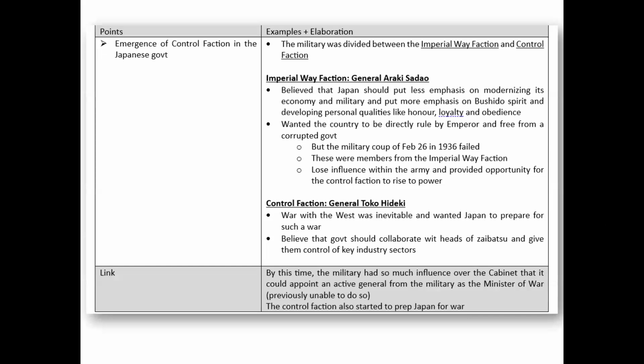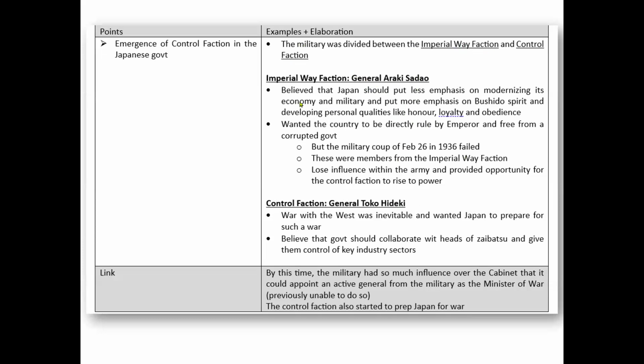Now you also have this: the military, however, was being divided into two. So don't get me wrong, the military, while they are united as a front, can also have their own issues. They were divided into two: the Imperial Way faction and the Control faction. So there are two different generals leading this, but they're both military.